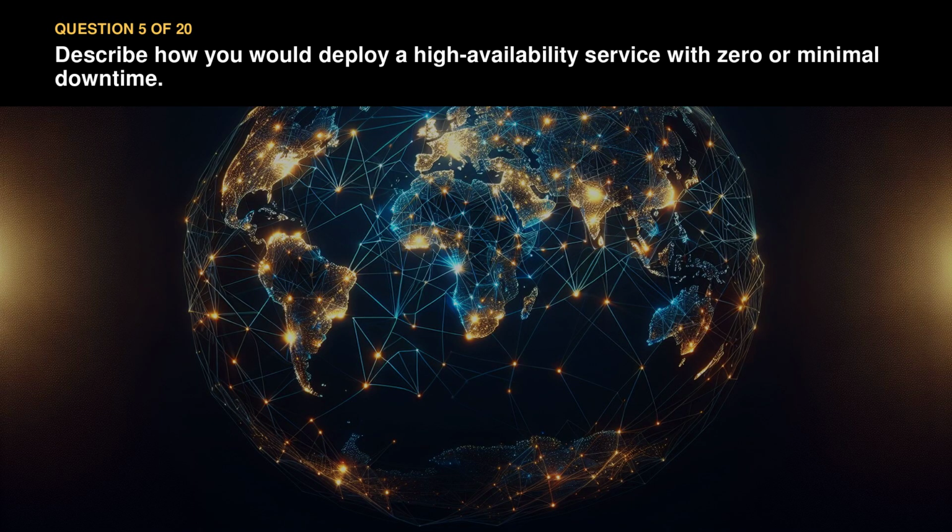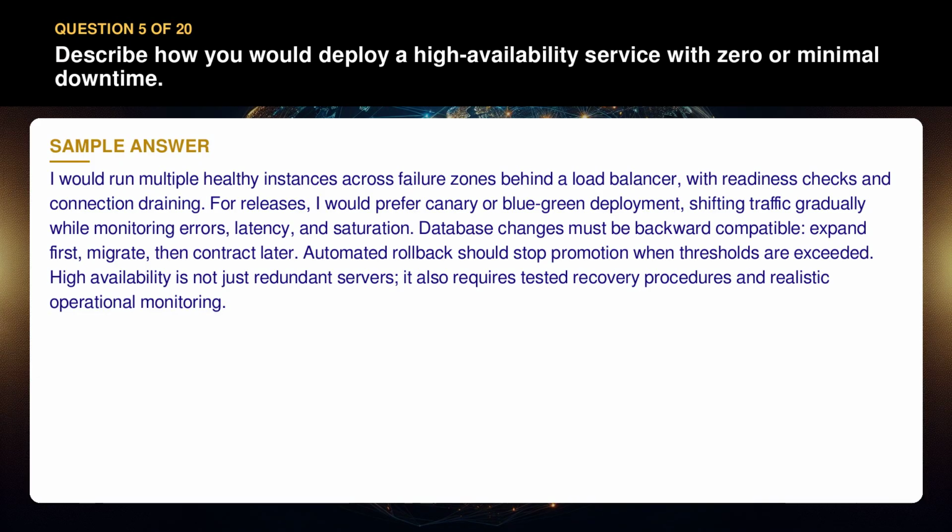Question 5. Describe how you would deploy a high-availability service with zero or minimal downtime. I would run multiple healthy instances across failure zones behind a load balancer, with readiness checks and connection draining. For releases, I would prefer canary or blue-green deployment, shifting traffic gradually while monitoring errors, latency, and saturation. Database changes must be backward compatible: expand first, migrate, then contract later. Automated rollback should stop promotion when thresholds are exceeded.